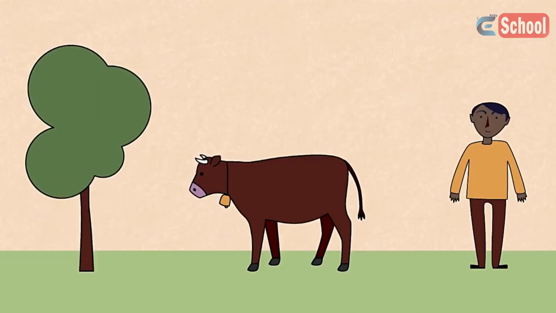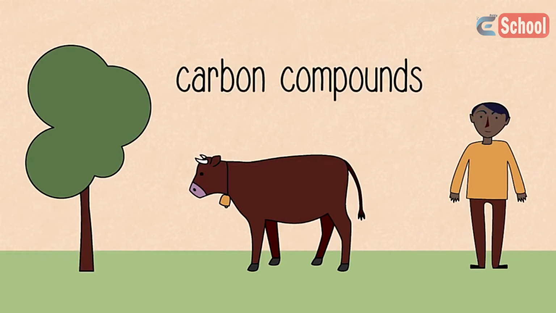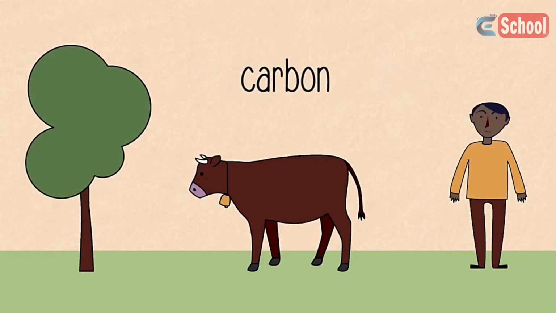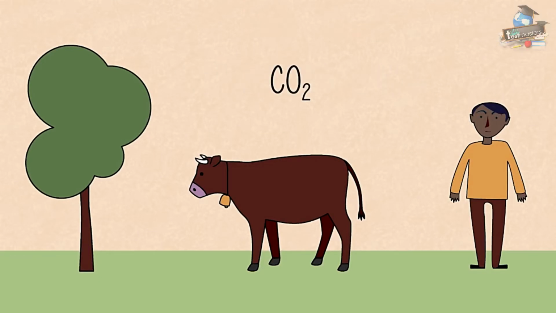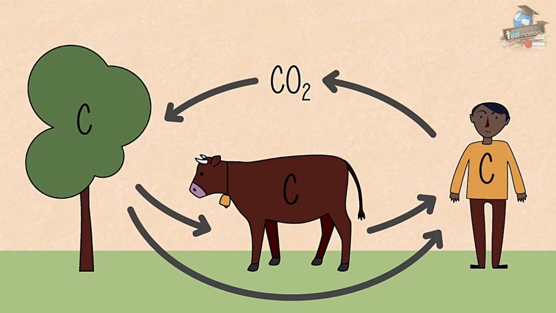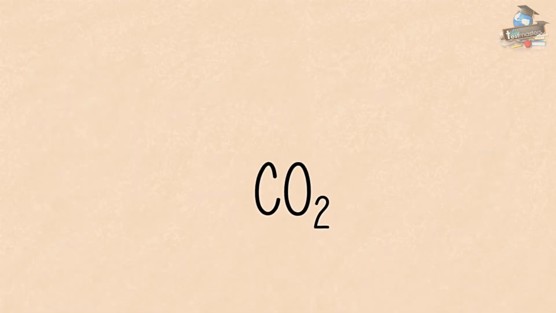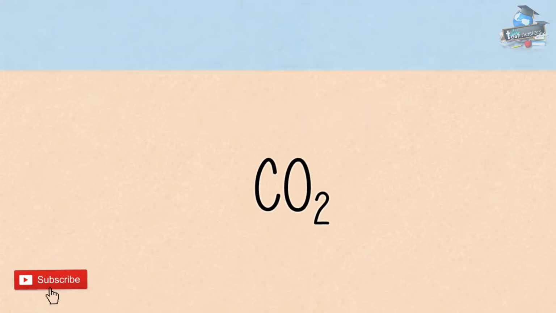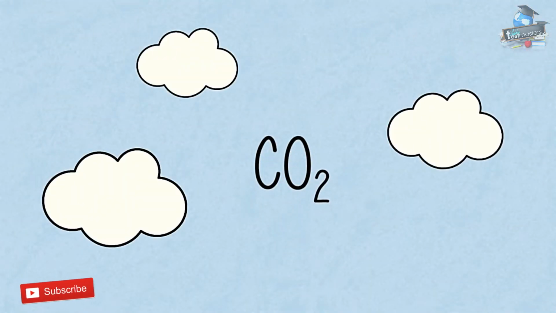As you know, life is made of carbon compounds. We will see how the element carbon is taken in as carbon dioxide by plants, used and reused by all living things, before being respired back into the environment as carbon dioxide once again. So let's start with the gas carbon dioxide. Do you know how much there is of it in the air?